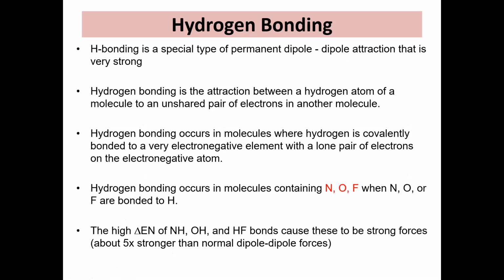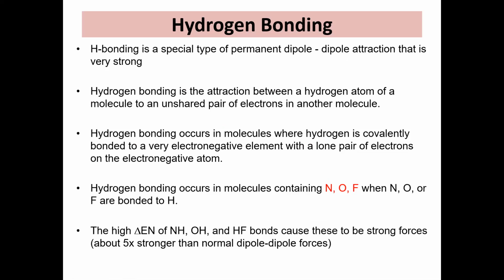Then we have the hydrogen bonding. It's a special type of permanent dipole-dipole attraction that is very strong. One thing we need to know about hydrogen bond is that it is an intermolecular force of attraction, but it is a strong intermolecular force of attraction. And hydrogen bonding is that attraction between a hydrogen atom of a molecule and an unshared pair of electrons in another molecule. Remember, we're talking about two molecules now.